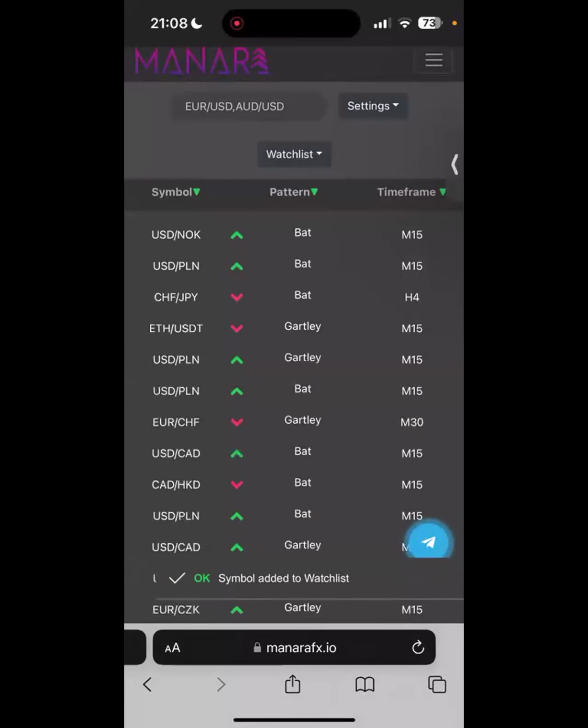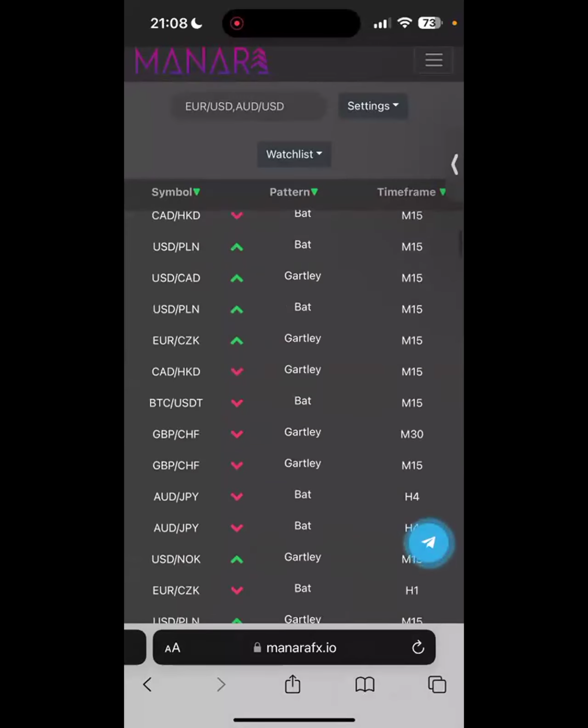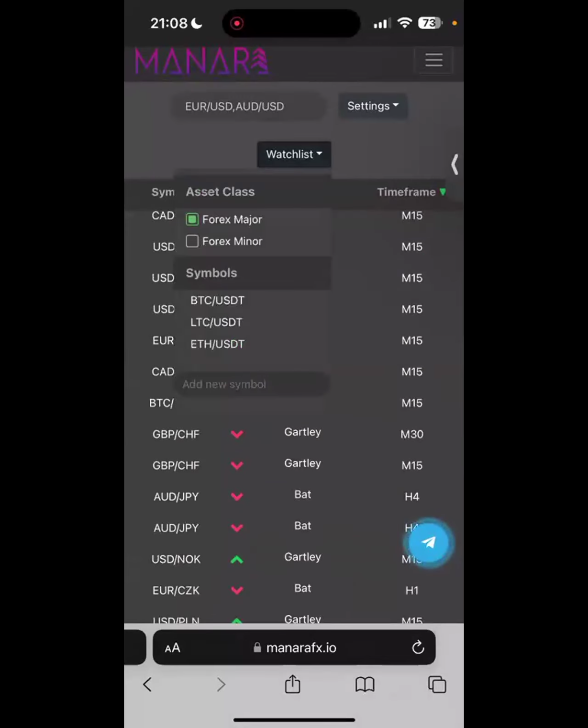You see symbol added to watch list. So click the drop down on watch list. You can take a screenshot. So please take a screenshot if you feel that, oh, you're typing it and it's not typing. Kindly take a screenshot. Just the same process we did, just follow through. You get it, don't worry.